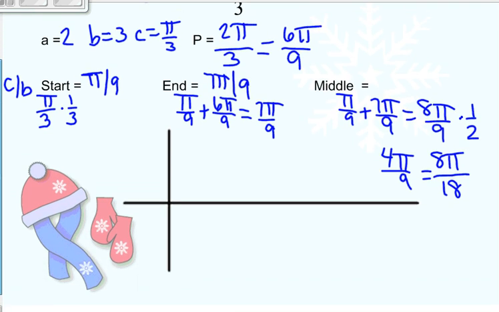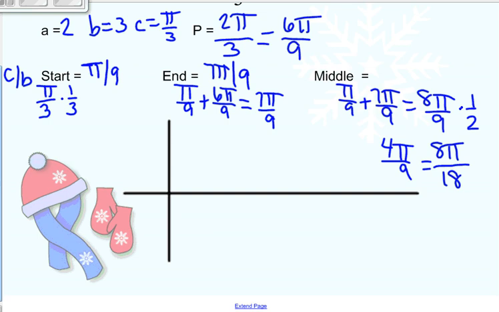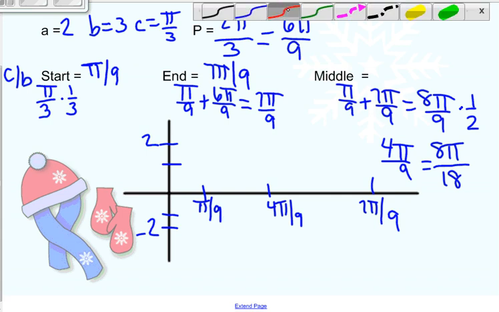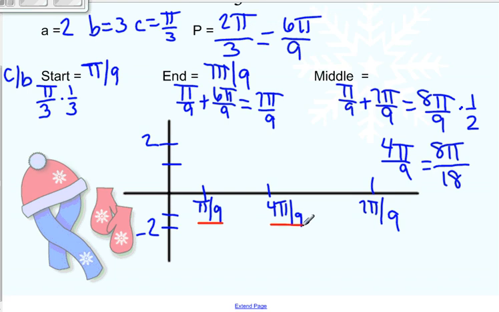So we're going to come down to our graph here. Our amplitude was 2, so 1, 2. Okay, we're ending out here at 7 pi over 9. Our middle was 4 pi over 9. And our start was at pi over 9. Now, I know a lot of us think that pi over 9 would now be the interval. But because we have a phase shift, that is not what's occurring. So what we need to do is take the first and the middle and add them together and then divide by 2.